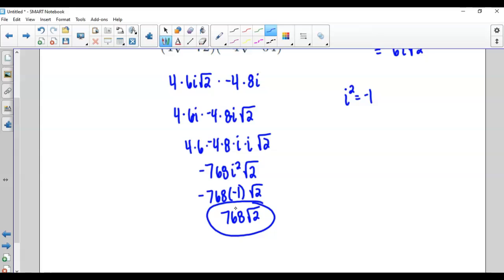In our meeting tomorrow, we're going to look a little bit more at complex numbers, and look at a few more ways that we can multiply them. But this will cover what you need for your assignment today.